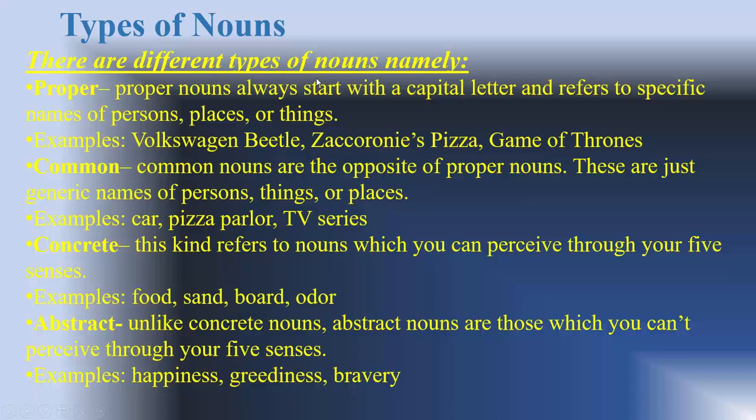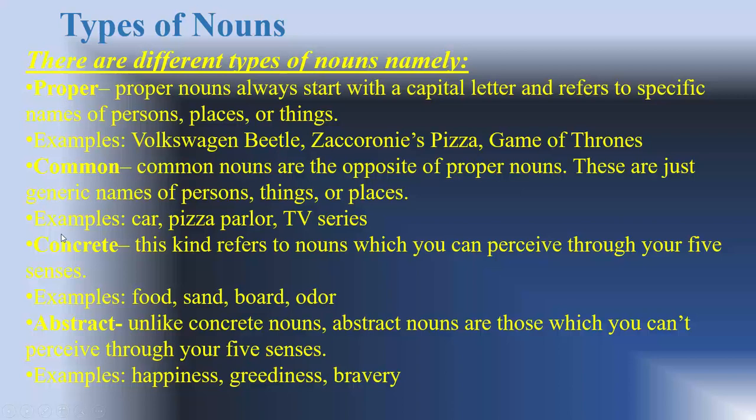There are different types of nouns. We now can examine the noun and explain in detail. There are different types of nouns, namely proper. Proper nouns always start with a capital letter and refer to specific names of person, places, or things.